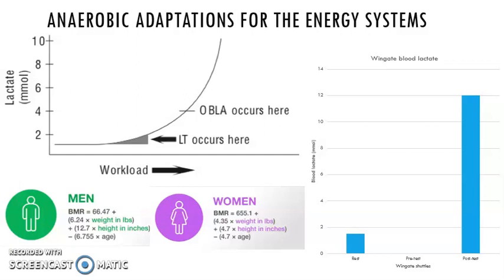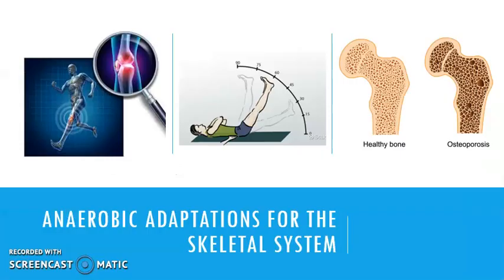The graph on the right shows an athlete's blood lactate values at rest and after exercise. We can see that after the 20-second Wingate test, the athlete has produced a high amount of lactate, showing that they're working anaerobically. Anaerobic training can also have some long-term adaptations on the skeletal system. The training can help to increase the bone density of an athlete, making their bones stronger. This increase in density can also help to prevent osteoporosis. This can be seen on the picture on the left.